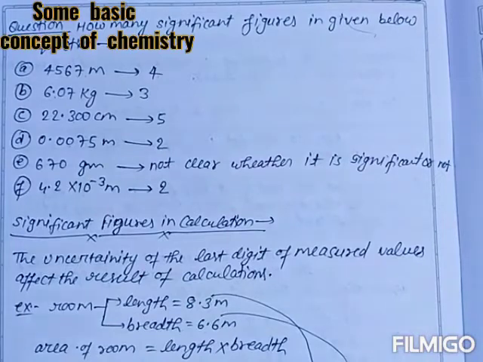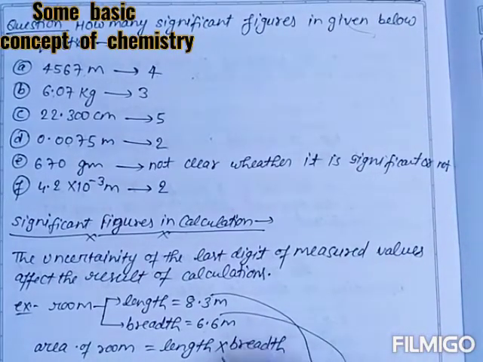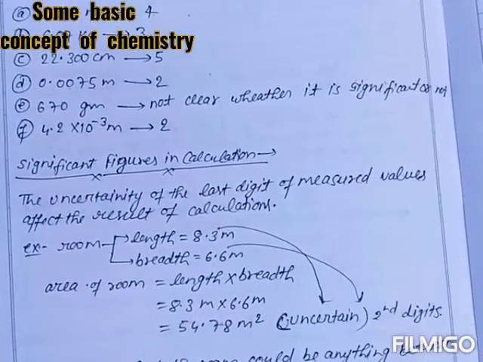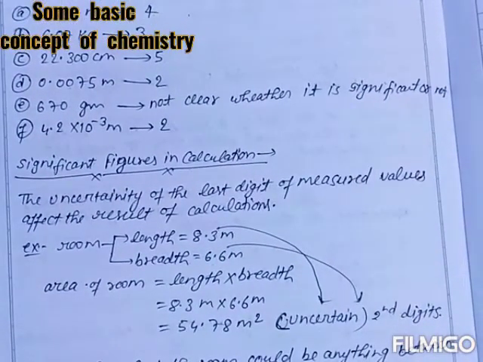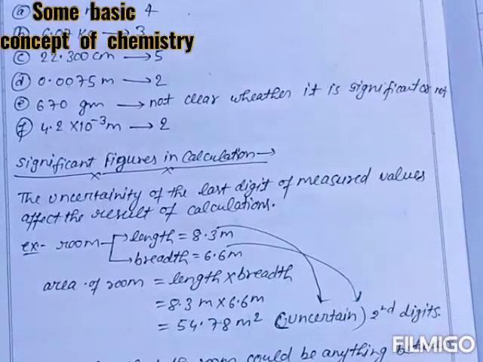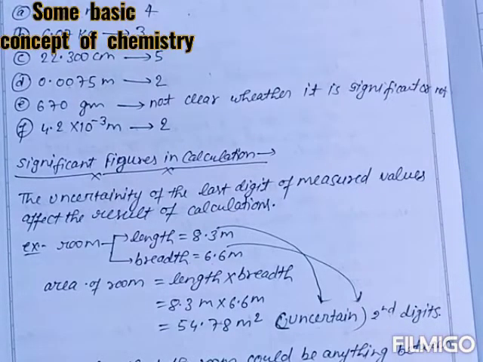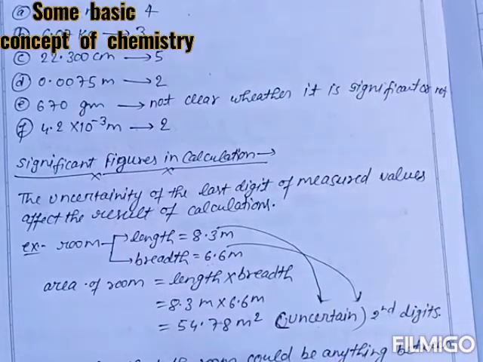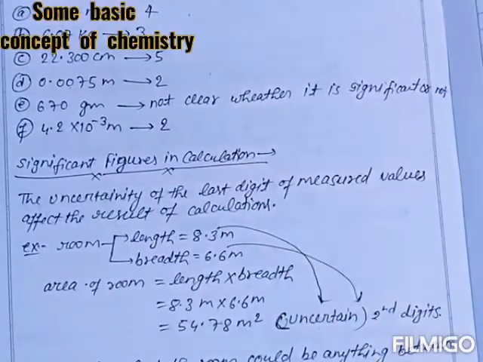Now, how can we find the exact significant figures? The length of the room could be anything between 8.2 meter and 8.4 meter, and the breadth could be between 6.5 meter, which is the minimum, and 6.7 meter, which is the maximum. So either length or breadth will lie between these numbers.